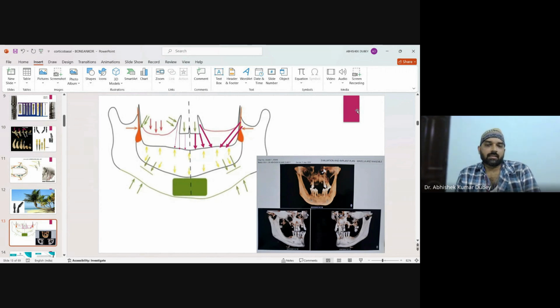trauma-induced osteolysis. Means she was in a village, and those bore wells where we pump water. Okay, and the washer of that pump slipped and it hit her face, and after that she started losing her teeth one by one. Two weeks ago when she came to me, this was the scenario. And yeah, we'll rehabilitate it. I hope I'll be able to show you this case later on.